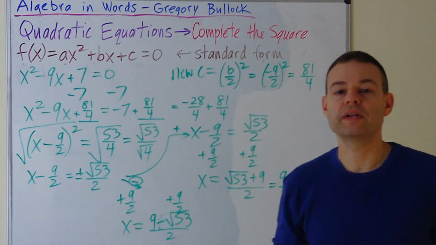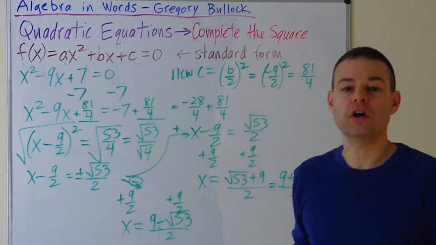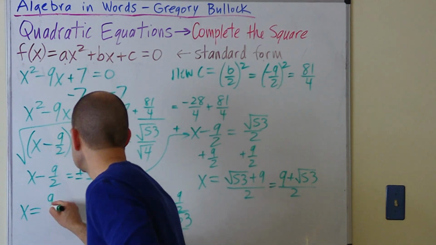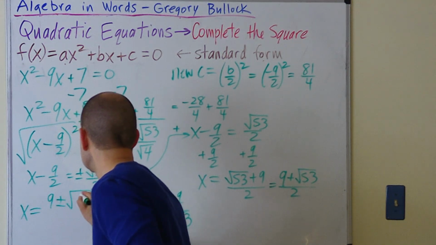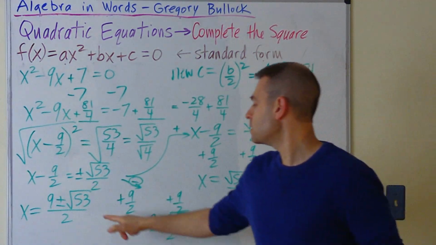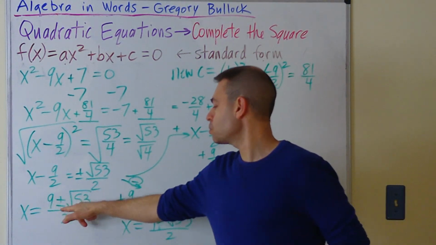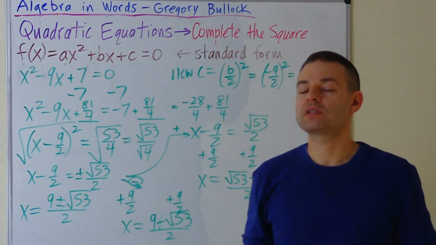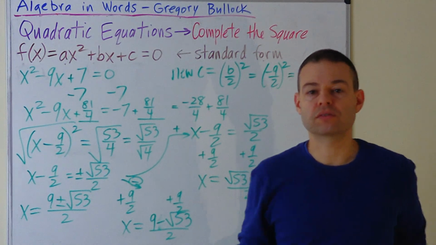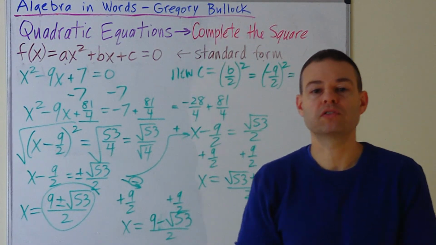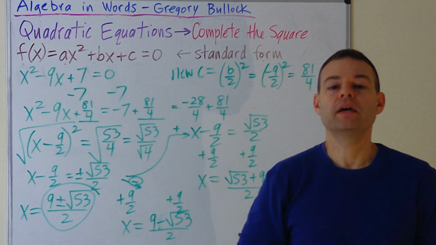So let me just write what the answers would be over in this little empty space. And I have it written as x equals 9 plus or minus square root of 53 over 2. And you can consolidate your answer, or your two answers, into one like that, but it's really showing two answers because it's plus and minus.